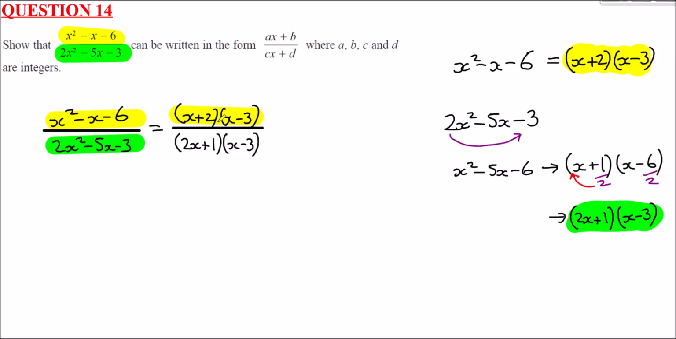Now, if you notice here, I've got a common factor on the numerator and denominator. I've got x minus 3 common to both. I can simply divide both numerator and denominator by x minus 3. In casual language, I call that cancelling x minus 3 on the top and the bottom. And so what's left is just the x plus 2 on the top as the numerator, and underneath I'll have 2x plus 1. And that therefore is our final answer.